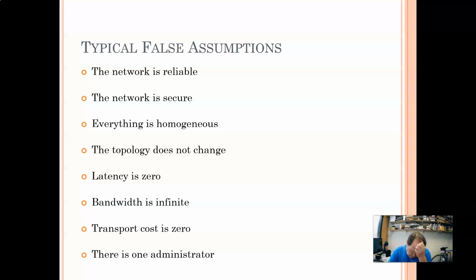We also often assume we have infinite bandwidth. Those cables can only take so much data at a time. If you're trying to push millions of users through your system, you're going to have bandwidth issues.